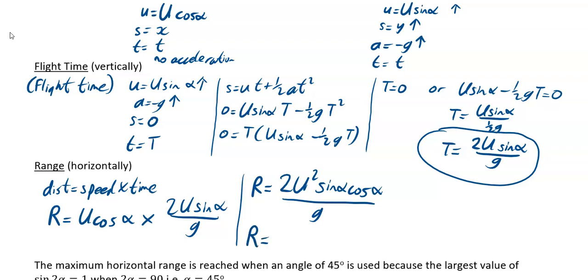And your last line, and where this comes from, is you should remember that sine of 2 alpha is equal to 2 sine alpha cos alpha. So this 2 up here, this sine alpha and this cos alpha, that can all just be changed to sine of 2 alpha. So your R works out to be U squared times sine of 2 alpha all divided by g. And that is it.